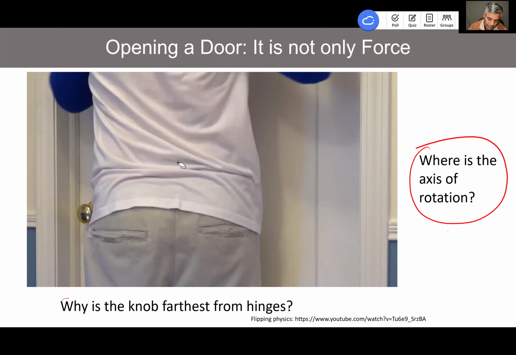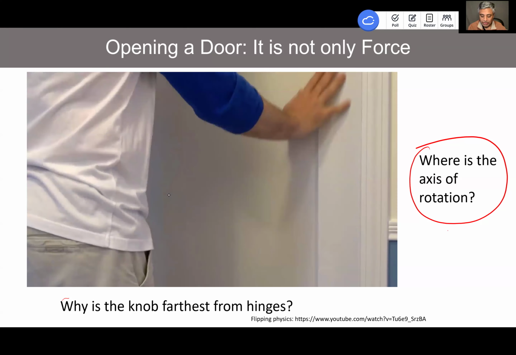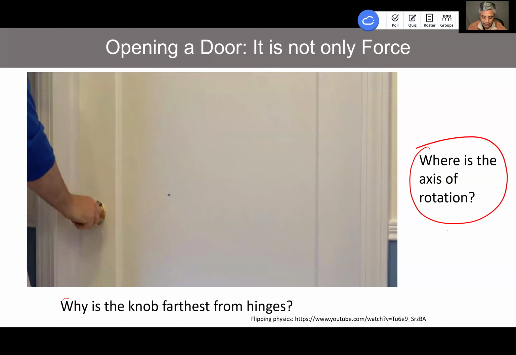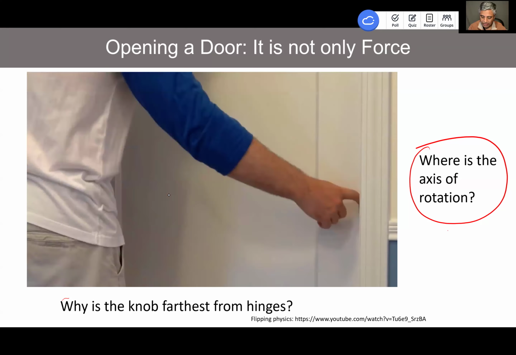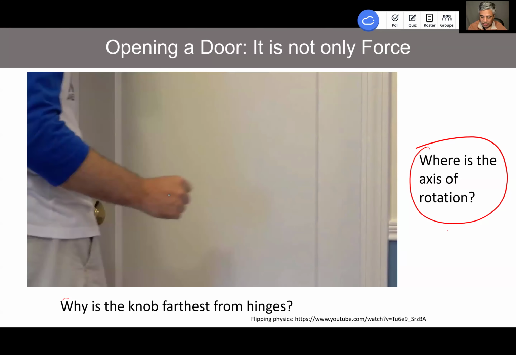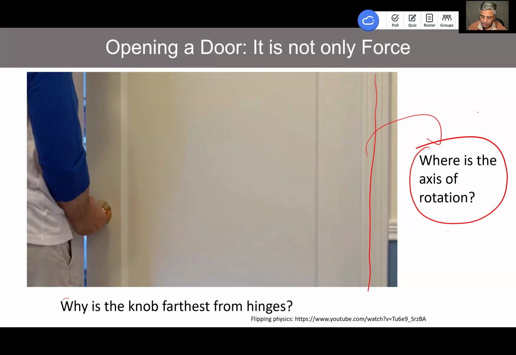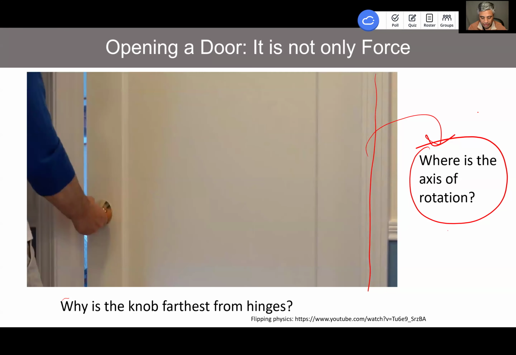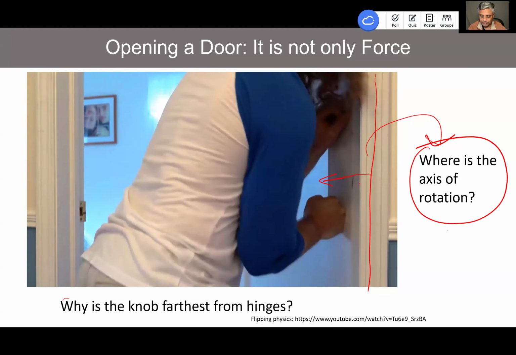Again, this person is trying to open this door. Looks like they just got up from bed and are trying to find it, so they find it. That one is that far from the hinges. The vertical line passing through the hinges is the axis of rotation. So it's easy to rotate. But if you try closer to the hinge, you need to apply a large force. So it's not just the force, but where you apply the force matters. That's what this example is showing you.